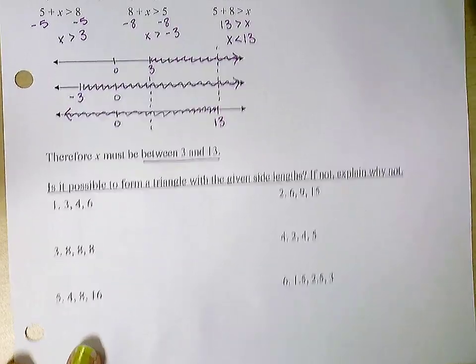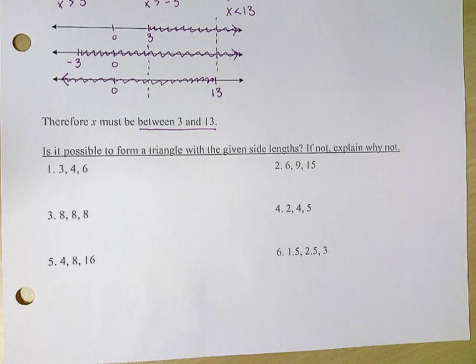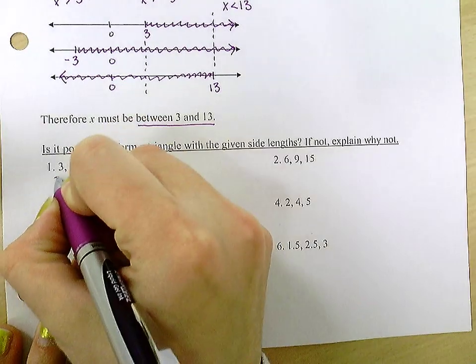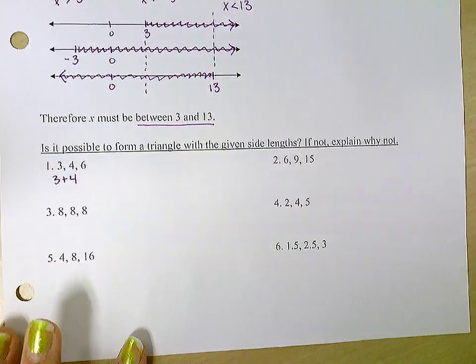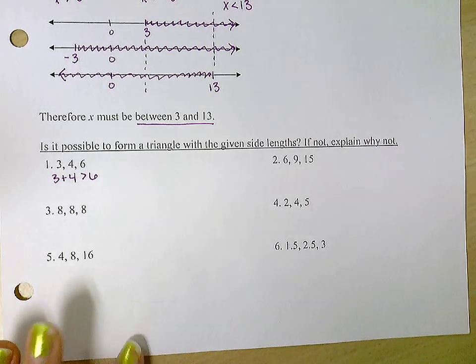All right. Then on the bottom, we want to state if it is possible to form a triangle with the given side lengths. So this is where we're using that theorem that I went through at the top. We're going to take two sides, add them together, and make sure they're bigger than the third side. So if I take two sides, we'll take 3 and 4, we want to add them together. They have to be greater than the third side, which is 6.